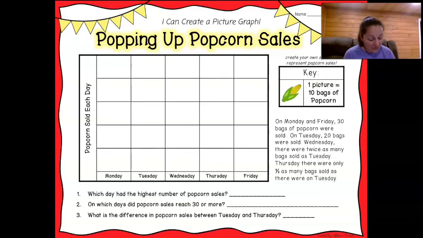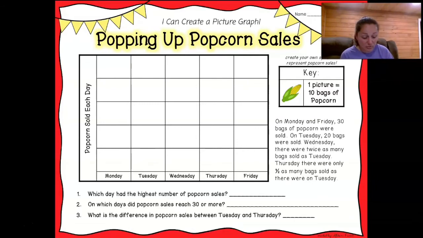Okay. Now, it said to create a picture. I kind of created one ahead of time so I could make a little bit of a sticker so we could move along. Now, I made 1 cob of corn. So my picture is a cob of corn. And it says, my 1 picture equals 10 bags of popcorn. So now we got to kind of find the information.